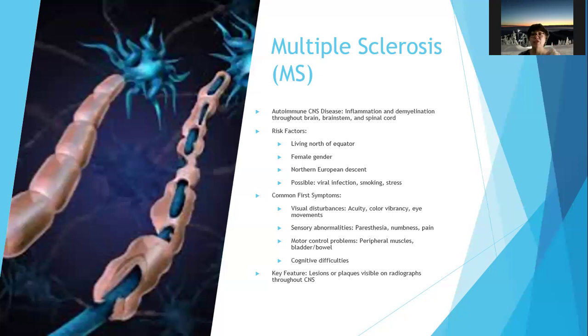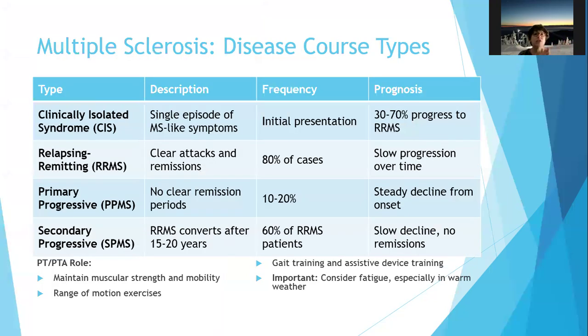Sensory abnormalities, so paresthesias, numbness, pain, tingling sensations, motor control problems, including peripheral muscles and bladder and bowel issues, and cognitive difficulties. So the key pathophysiological feature is there are lesions or plaques that are visible on radiographs throughout the central nervous system. There wasn't a definitive way to diagnose MS, but now they can do MRIs and CT scans and actually see the plaques and know that it's going on. Pretty interesting.